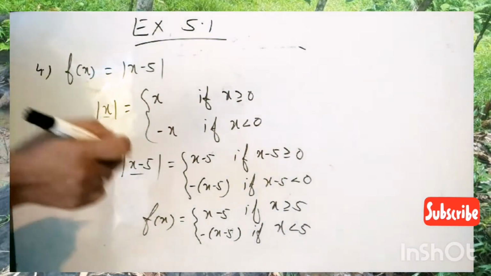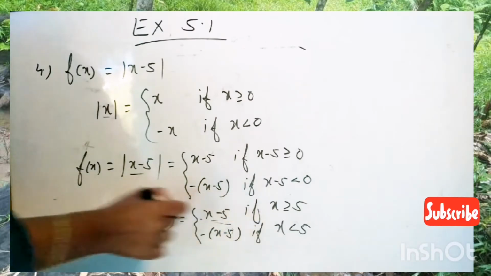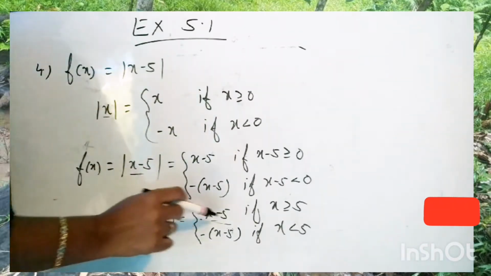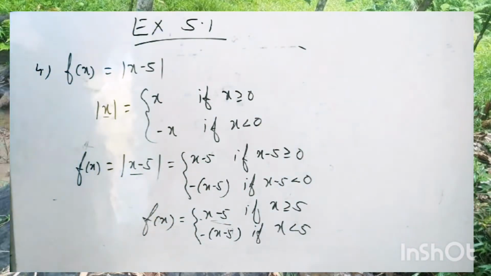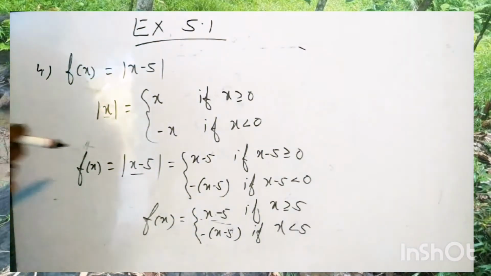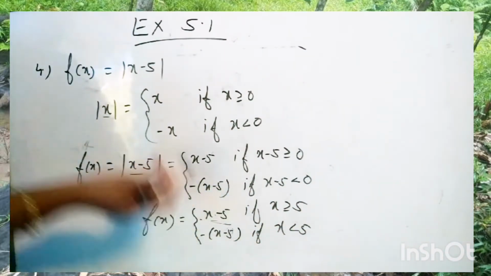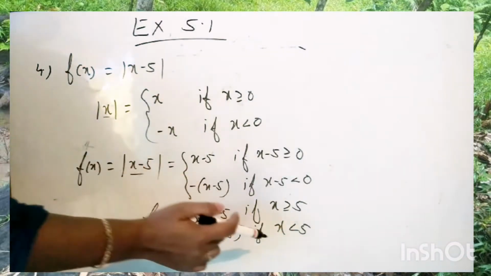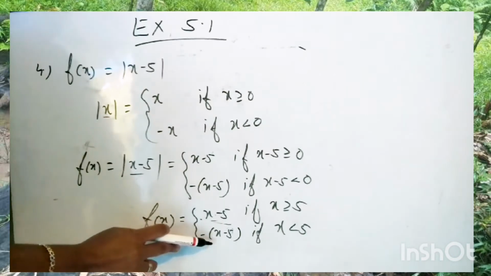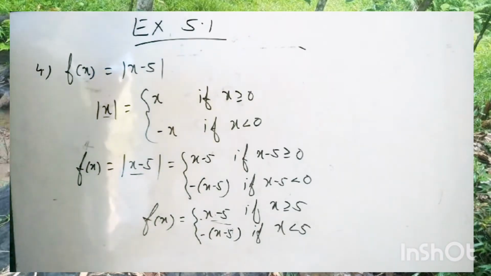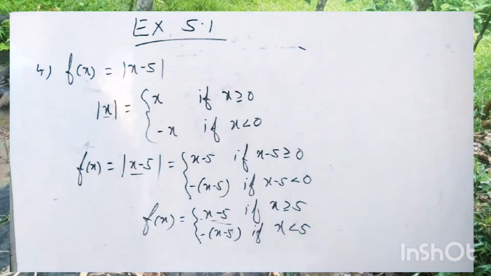Now just listen. If you take the first part, if x is greater than or equal to 5, we have x minus 5 here. We know that this x minus 5 is a polynomial, therefore this is continuous. So for all values x greater than or equal to 5, the function is continuous. And for all values of x less than 5, there also we have a polynomial, therefore this is also continuous. Now the question is, what about at x equal to 5? Whether this function is continuous at x equal to 5.